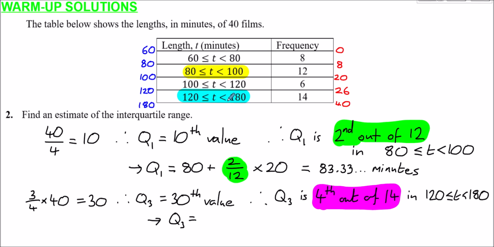So for Q3 we begin where the interval begins. So we're going to begin at 120. We're going to add in this fraction, 4 out of 14, multiplied by the width of this class interval. From 120 to 180, that's a class width of 60. So we're going to add on 4/14 of 60.